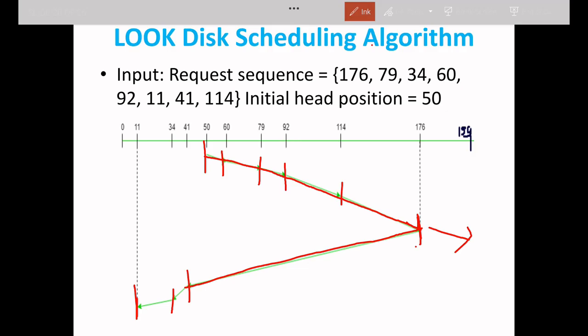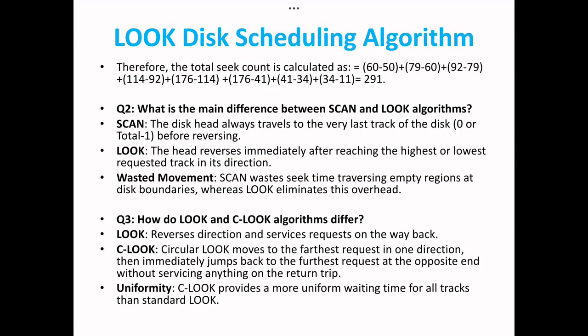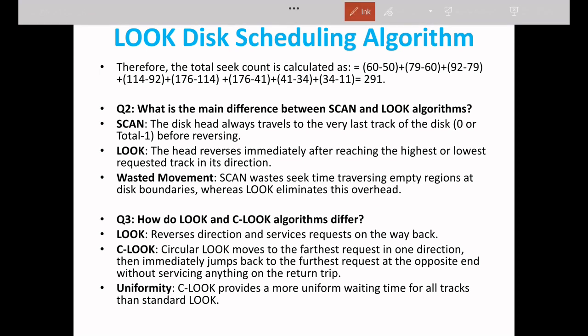But what is the problem in look? Whenever you are going in one direction, you are proceeding each and every request, number first. Again you are returning, again you are proceeding each and every request. So the complexity of this program is increasing. This is a problem. After then they discovered another algorithm that was better than the other. Total head movement is equal to 291.